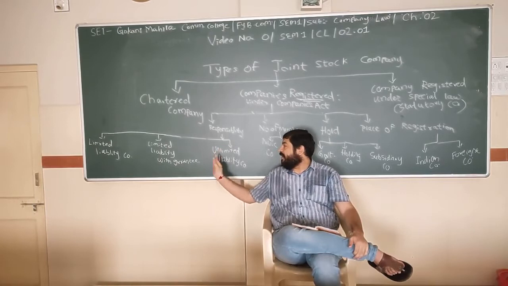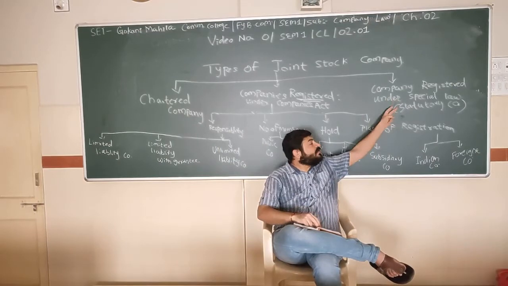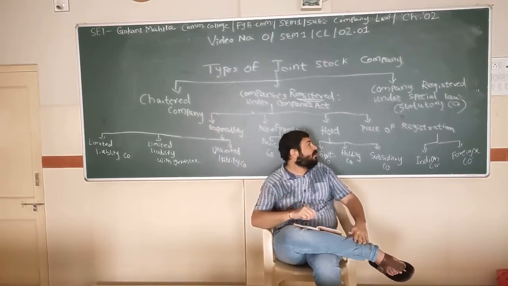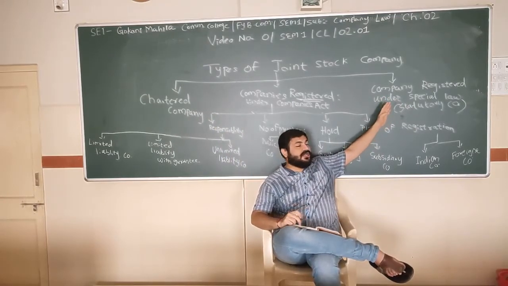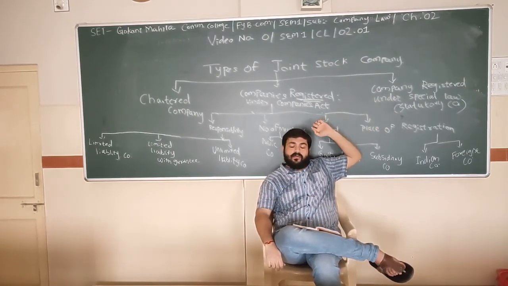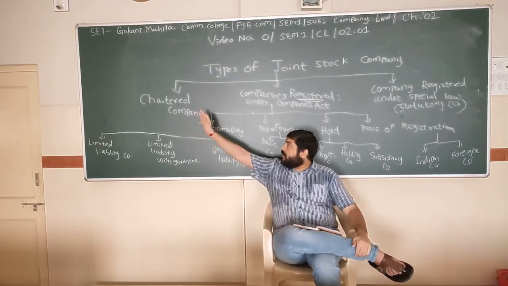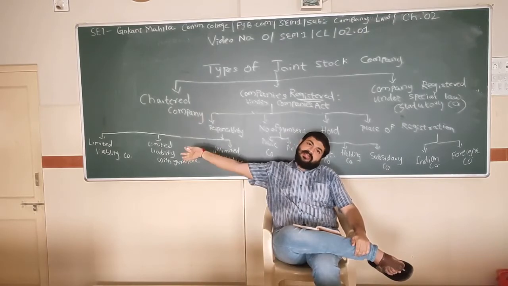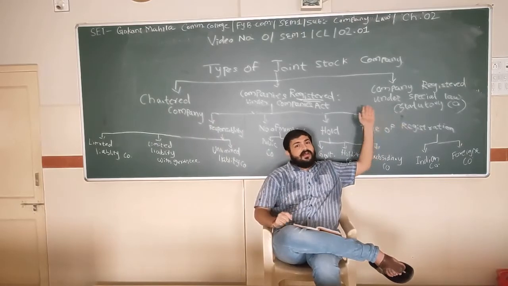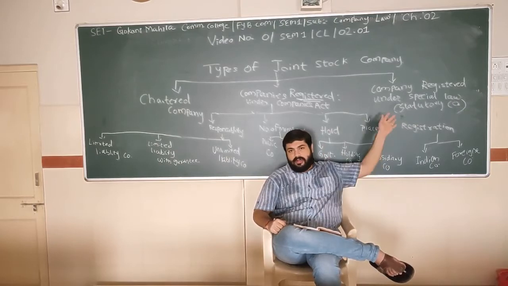So till now, what we have seen are the types of companies: chartered company and statutory company. Chartered companies are formed by a special order of the king. Statutory companies are registered under a special law. They are formed with the permission or orders of Parliament, the Vidhan Sabha, or the king. Whenever the king fails, he can stop the working of the company. Whenever Parliament or the Vidhan Sabha fails, they can stop the working of the company. It's all the same thing.